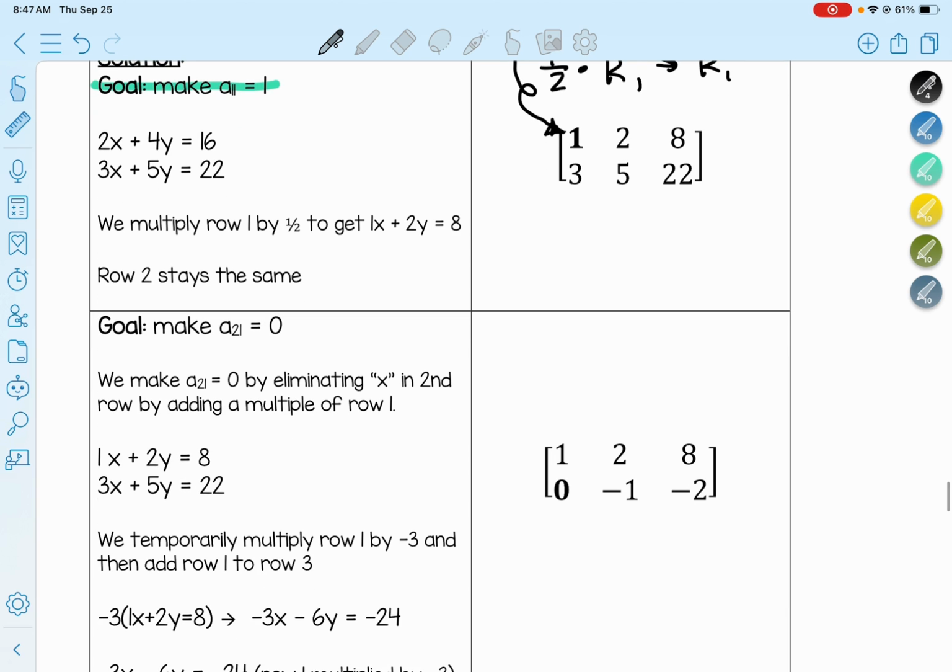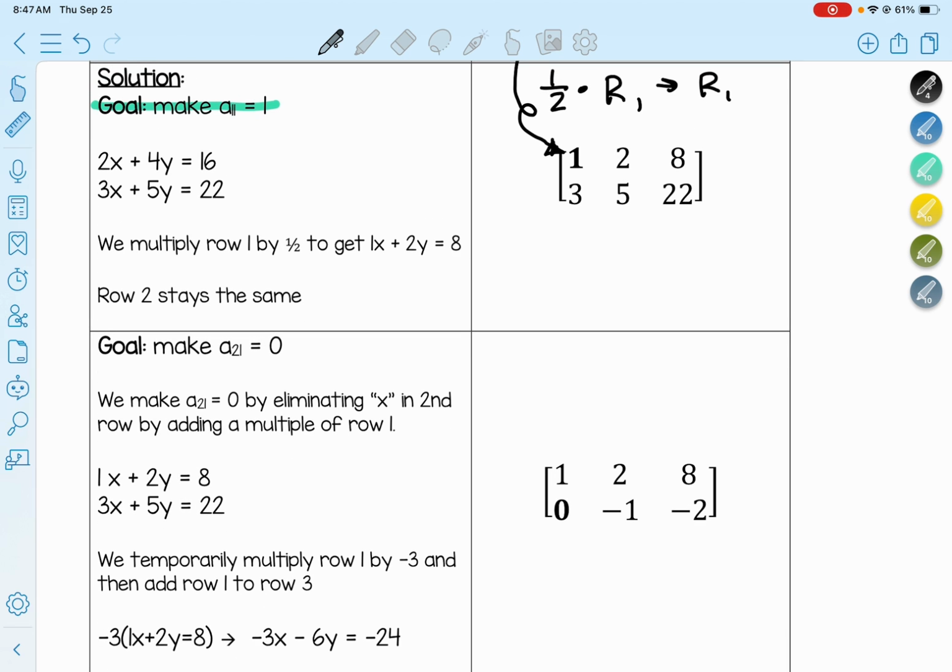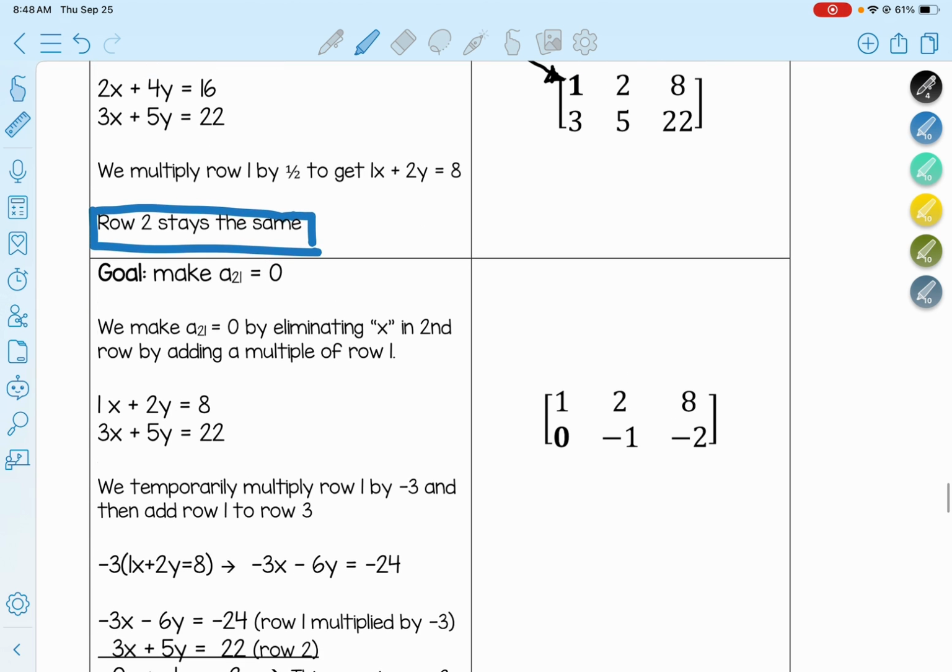The most important part is this piece right here. Row 2 stays the exact same. So I only change row 1. I don't change row 2 at all. Next, I want to make A21 equal to 0. So this is my next goal.